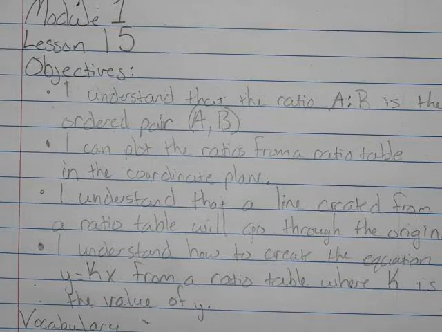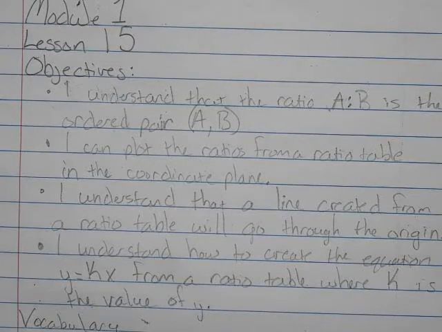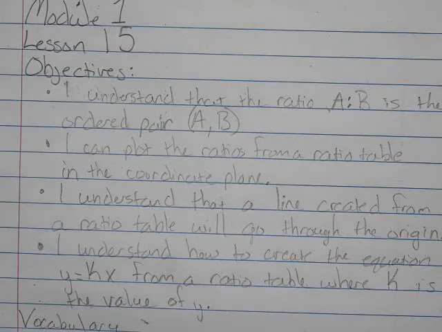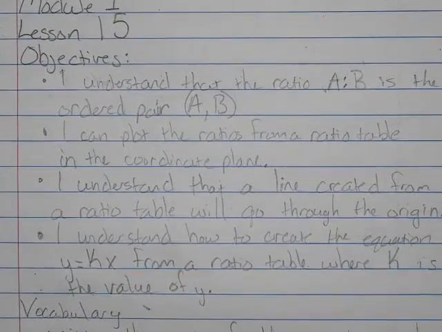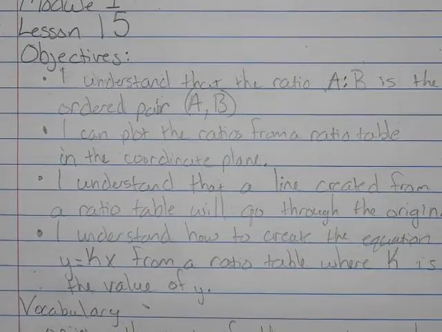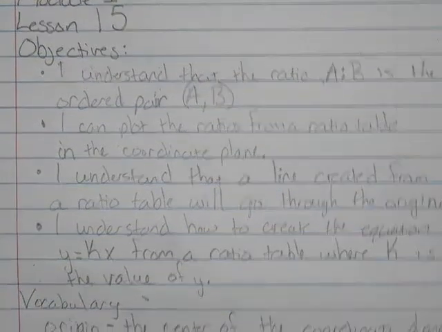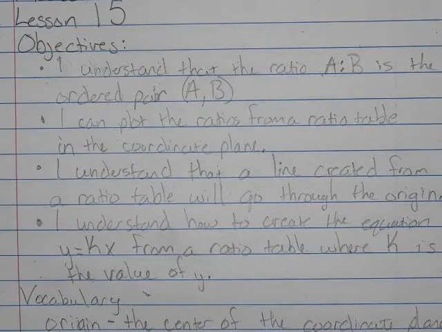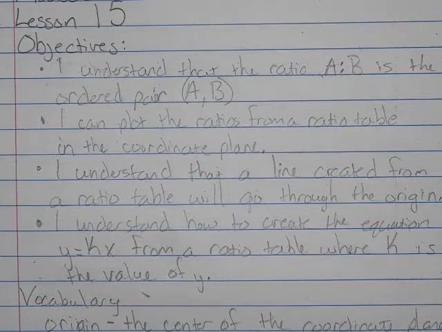So first, you need to show that you understand that the ratio A to B is the ordered pair (A, B). You also are going to show that you can plot the ratios from a ratio table in the coordinate plane. You're going to understand after the lesson today that a line created from a ratio table will go through the origin, which is (0, 0), and you will show that you understand how to create the equation y equals kx from a ratio table, where k is the value of y.